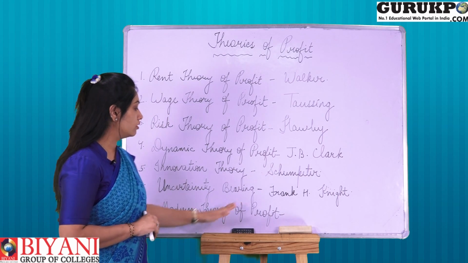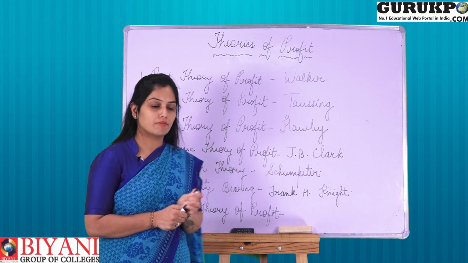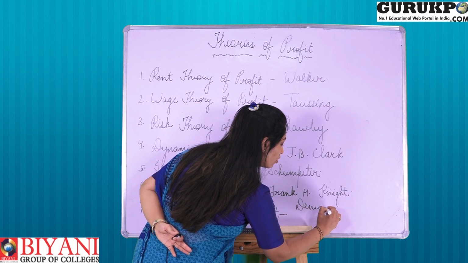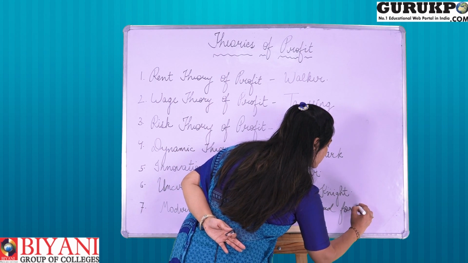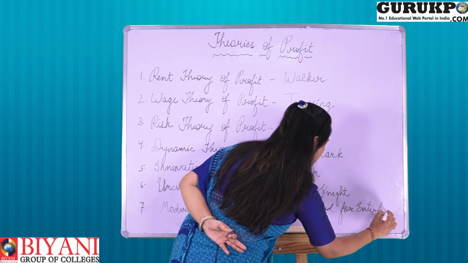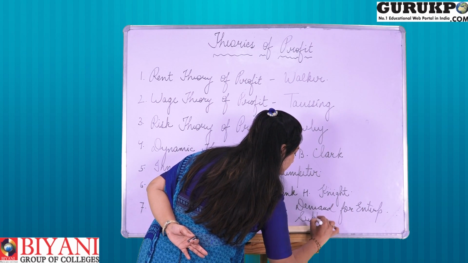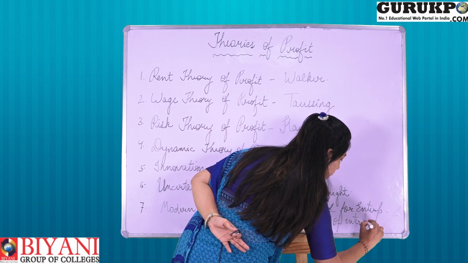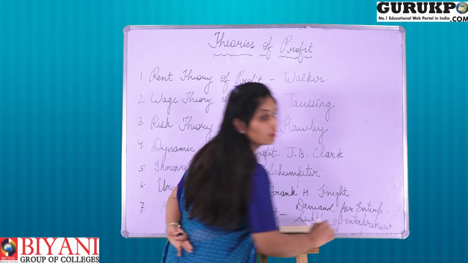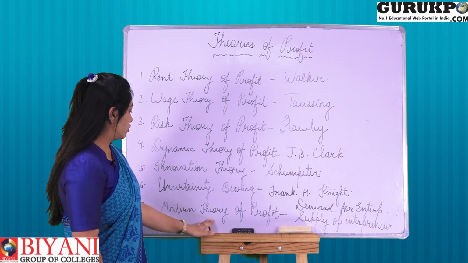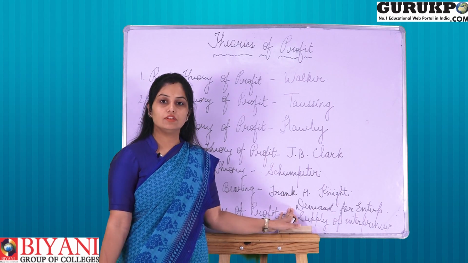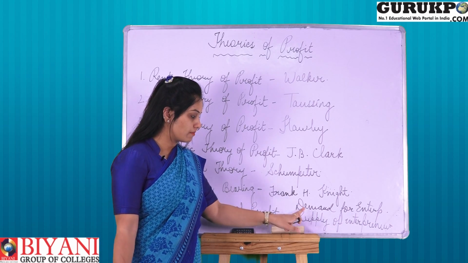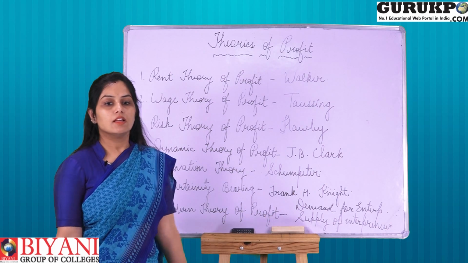Next is the modern theory of profit. What do you mean by the modern theory of profit? This is the latest theory. Modern theory: demand for entrepreneur, supply of entrepreneur. The two components of this theory are demand for entrepreneur and supply of entrepreneur. The point of intersection of demand for and supply of entrepreneur will determine the profit.